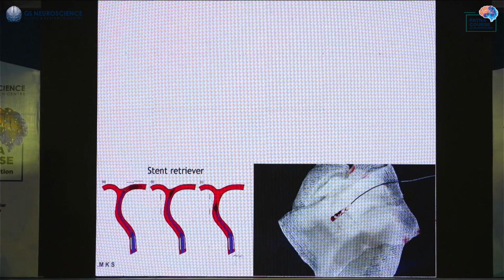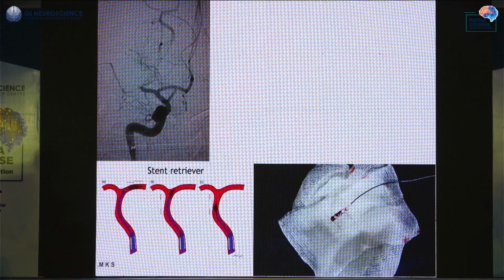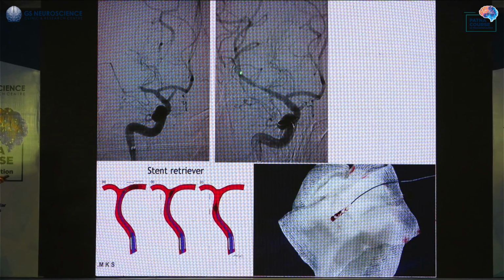Coming to the stent retriever. So this is the balloon guide. MCA is occluded. You cross the thrombus with a microcatheter and wire. Then you deploy the stent. Once you deploy it, wait for 4 to 5 minutes at least. Allow your stent to capture the thrombus.